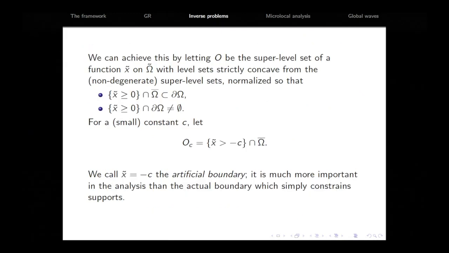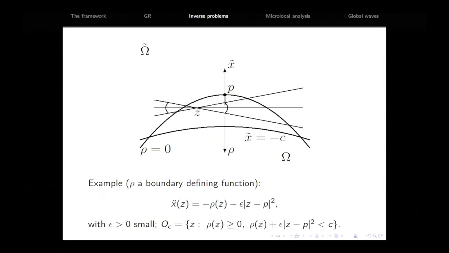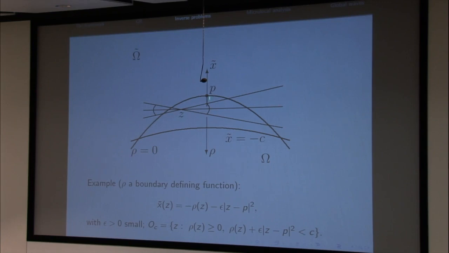And so we can achieve this if you make this O be a super level set of a function which has strictly concave level sets from the super level set perspective. So let me just show the picture. It's probably easier. So here's my picture.